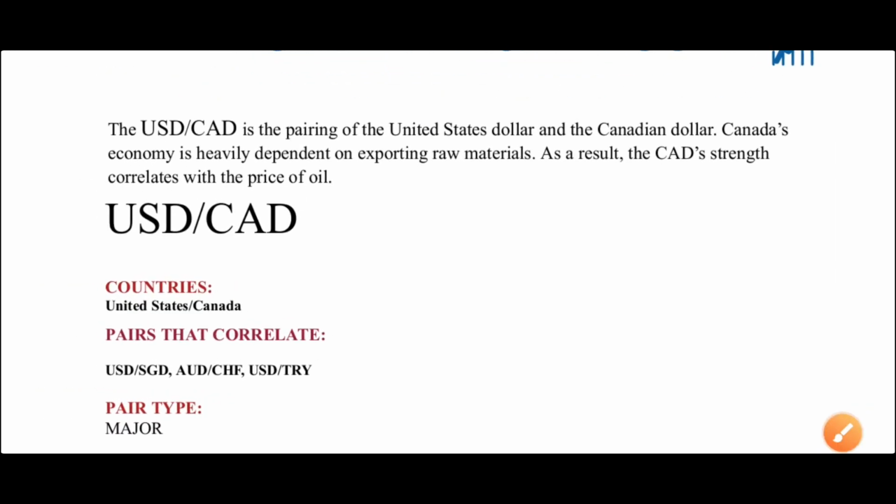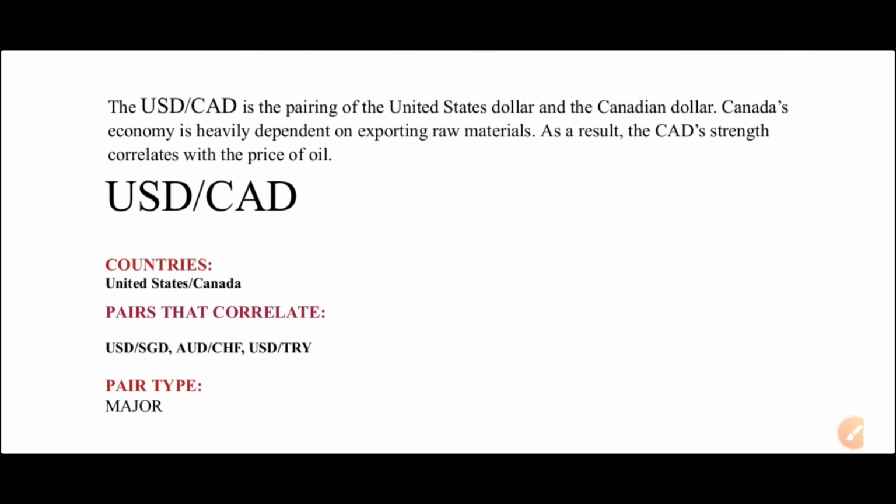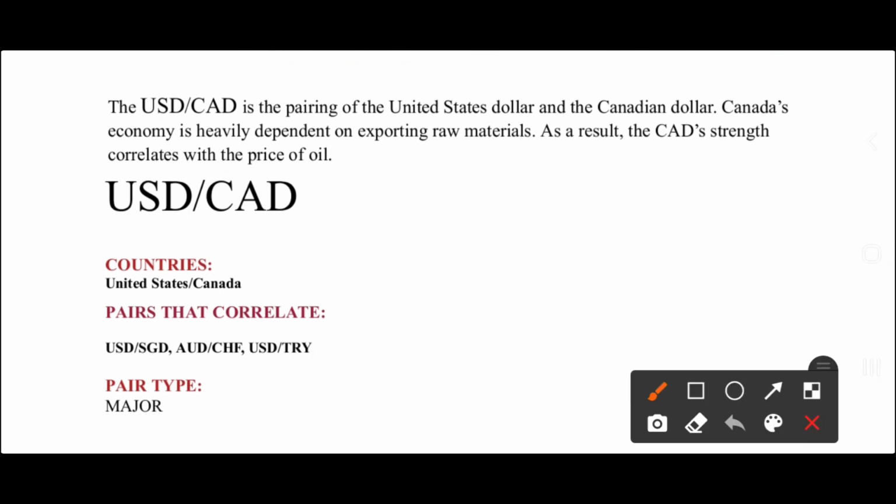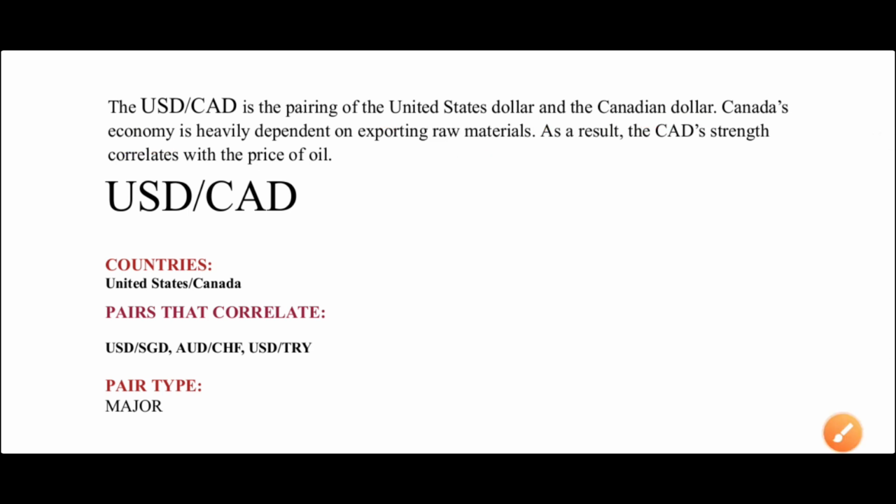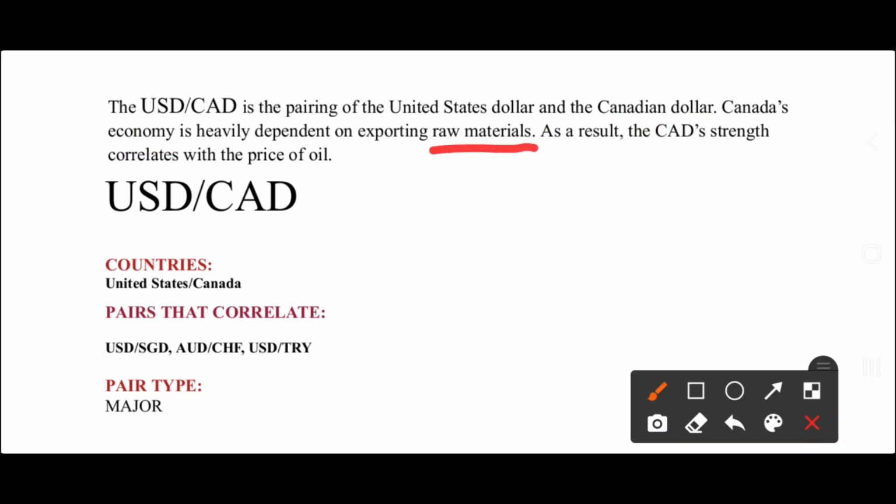So let's talk about the United States and the Canadian dollar. Canada's economy is heavily dependent on exporting raw materials. So here we see raw materials. As a result, the Canadian dollar's strength correlates with the price of oil. So USD/CAD: USD is from the United States and CAD is from Canada.